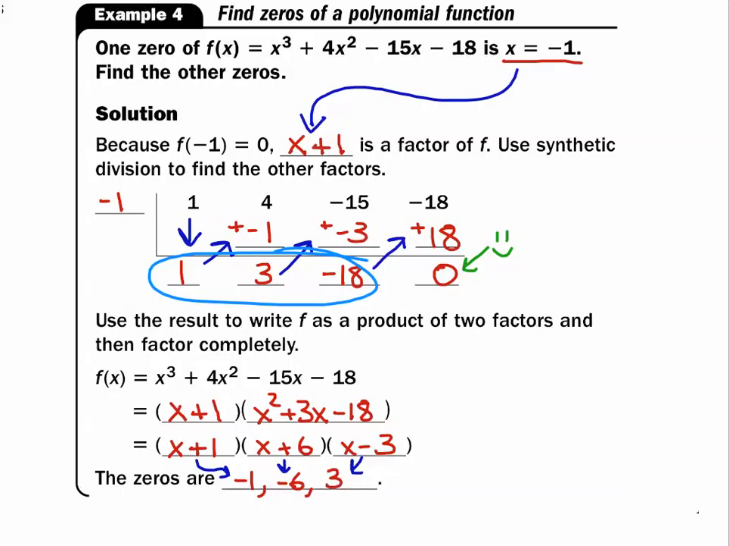Hopefully by now the synthetic substitution process is getting easier. Reading the answers is also getting easier. And you can start to see the connections between synthetic division, factoring, and writing out zeros. When we eventually get to graphs, we will remember that zeros are x-intercepts on graphs, so we will be able to make better graphs as a result of this.